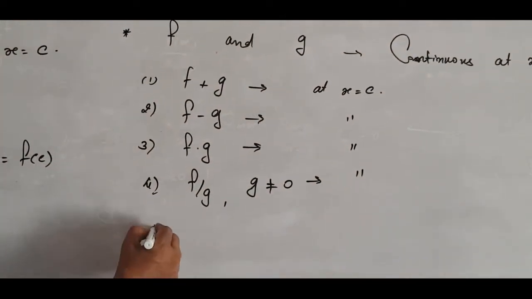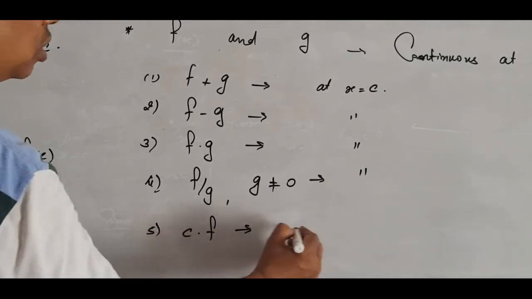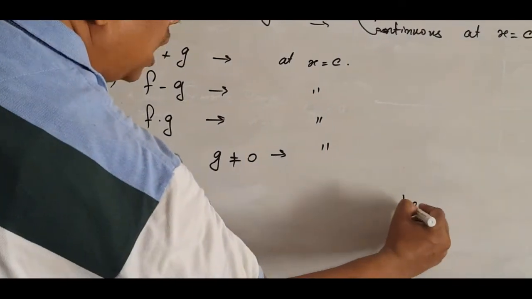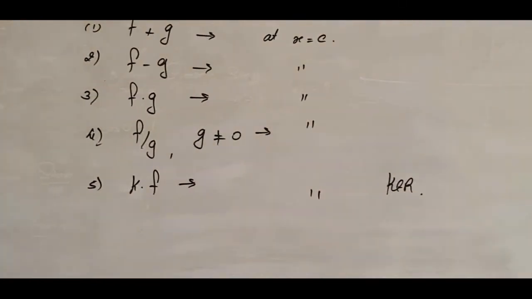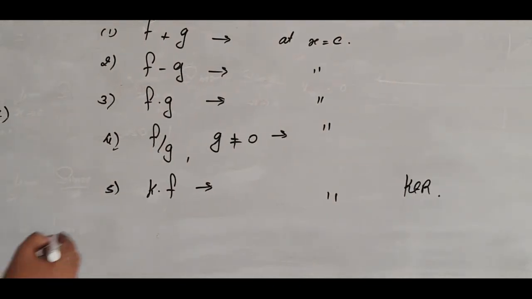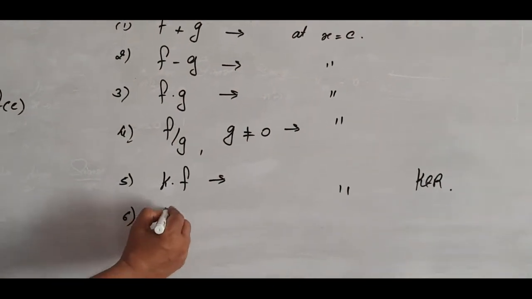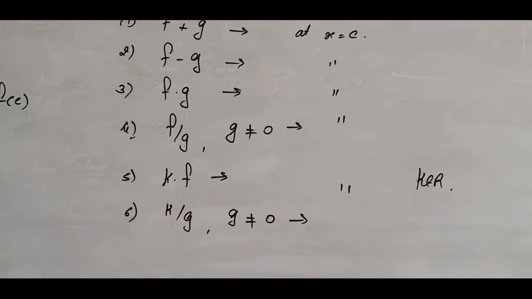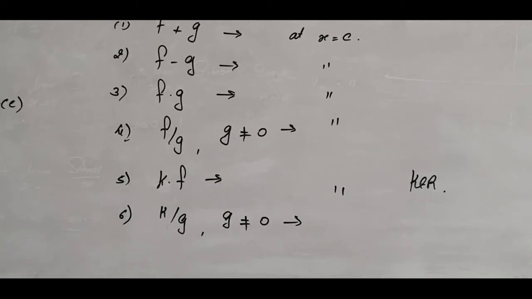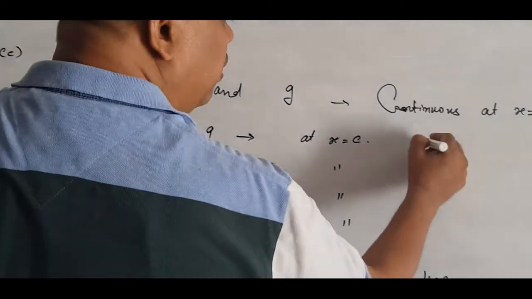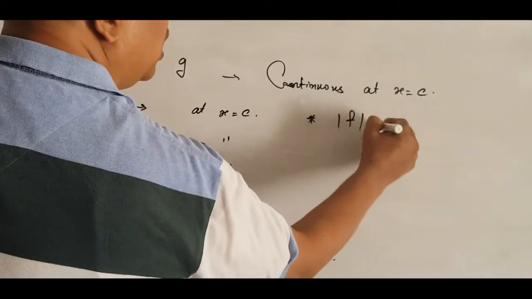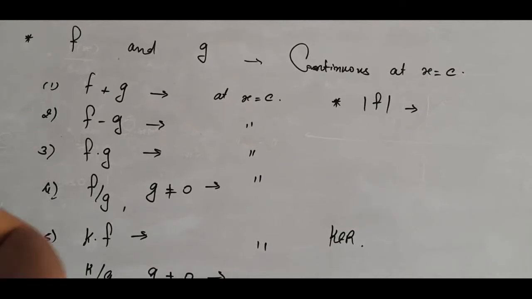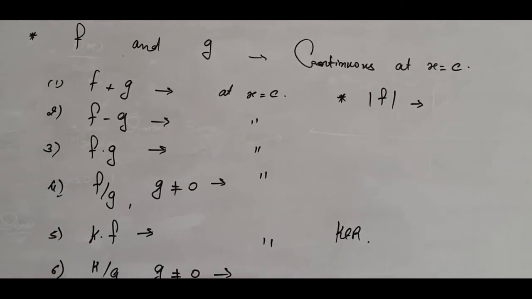Like this, fifth, a little bit different. c or k into f, where k belongs to R, is also continuous at x is equal to c. Similarly, sixth, k upon g, g not equal to 0, is also continuous at x is equal to c. And if f is continuous, some little bit different point, modulus of f is also continuous at x is equal to c.